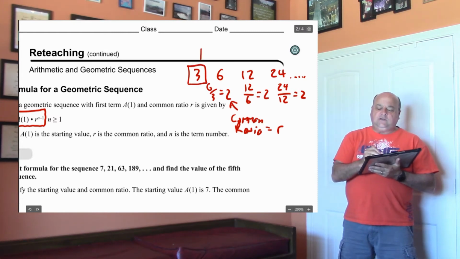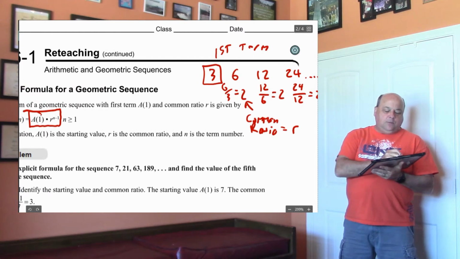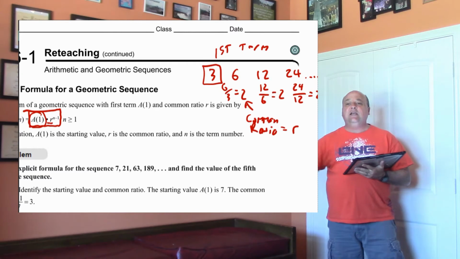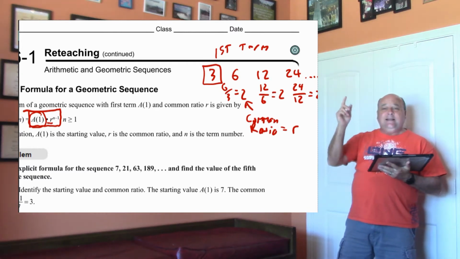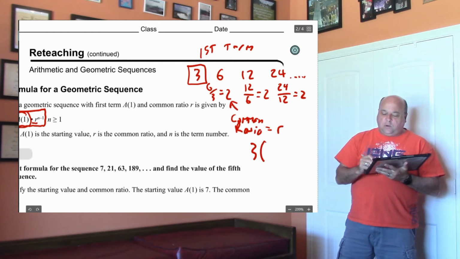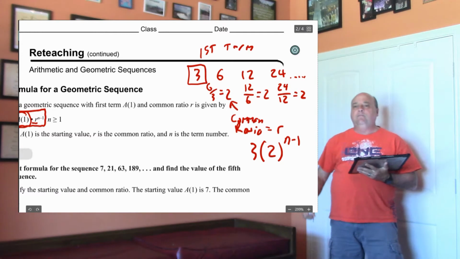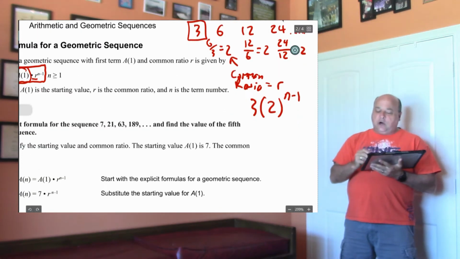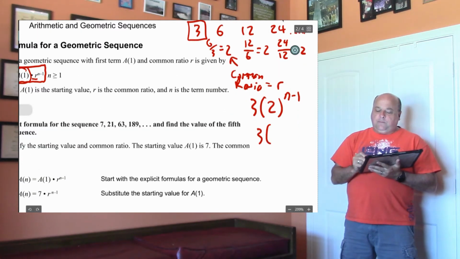The 3 is going to be the first term. So look at the formula. I'm going to put the first term here and my common ratio here, and then use n minus 1 as an exponent. This is not hard to do. Okay, so 3 is my first term, parentheses, my common ratio is 2, and then n minus 1. If I wanted to do the sixth term, okay, it would be 3 parentheses 2, and then 6 minus 1.